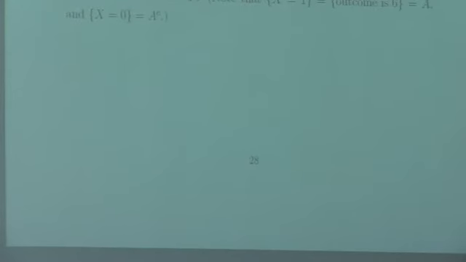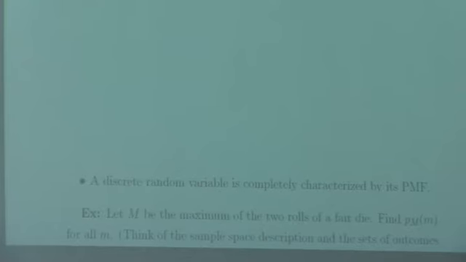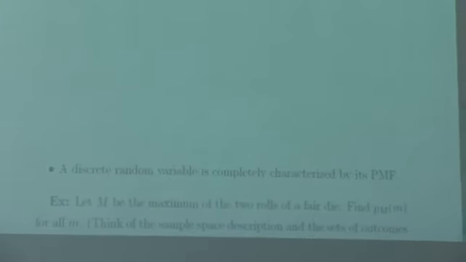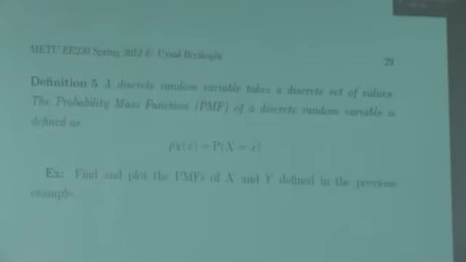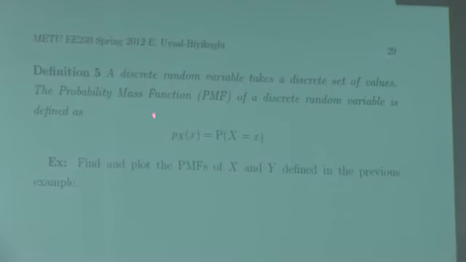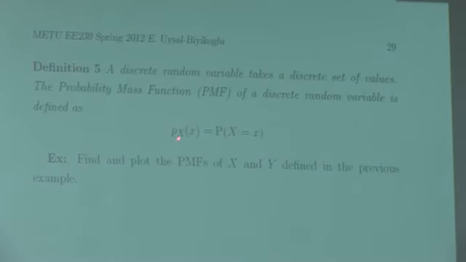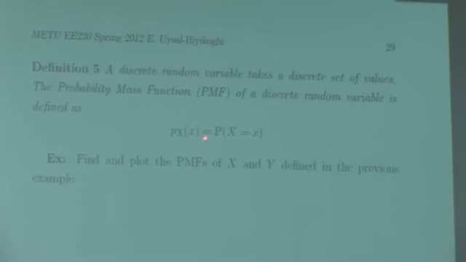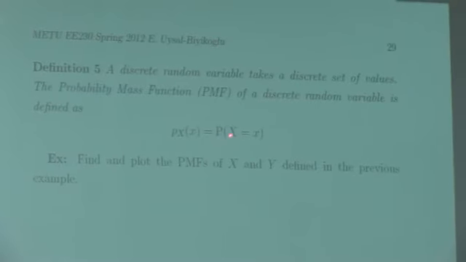Okay, so let's go to the next definition. A discrete random variable, as I said, takes a discrete set of values. The probability mass function of a discrete random variable is defined as p_X of x, the function p_X of x, equals the probability that X, the random variable X, takes on the value x. Okay, let's write this down.